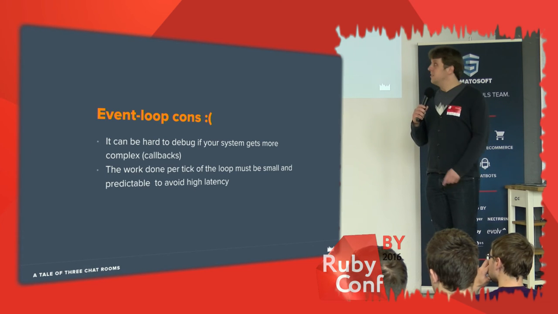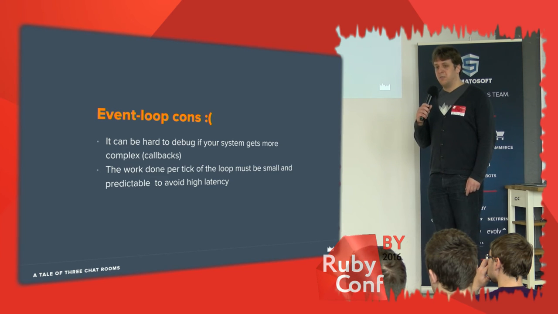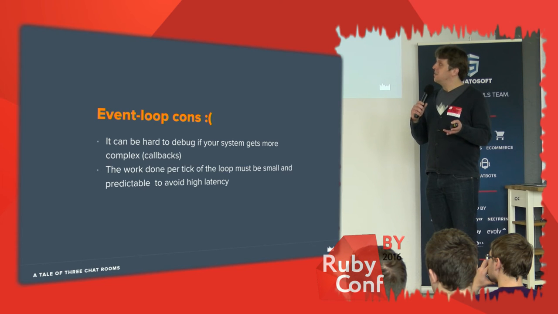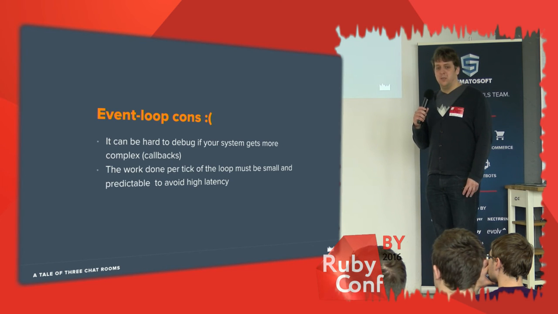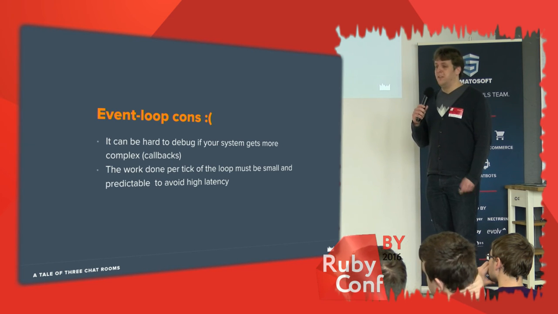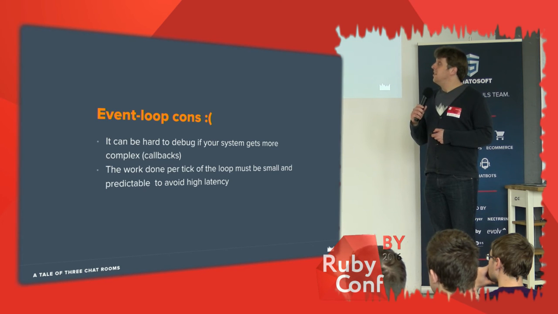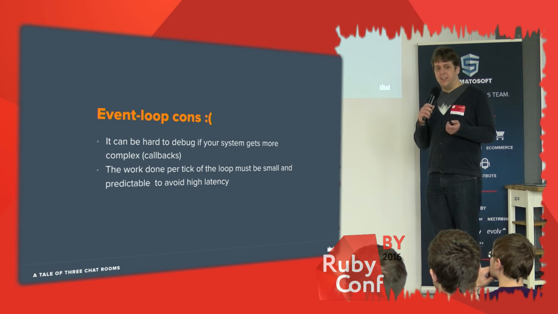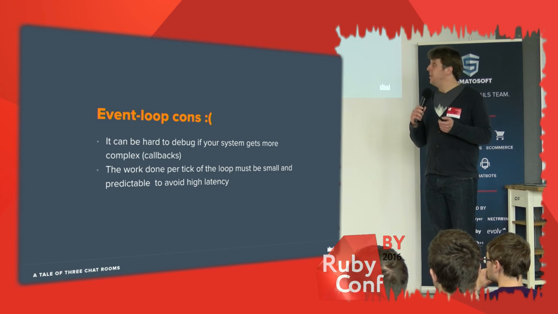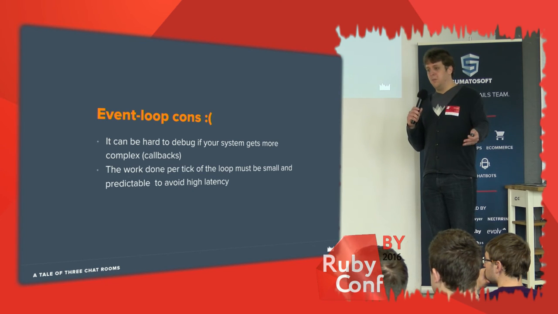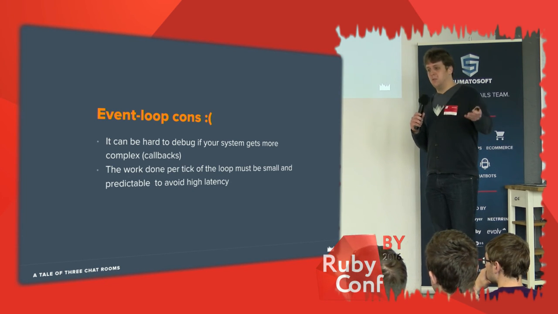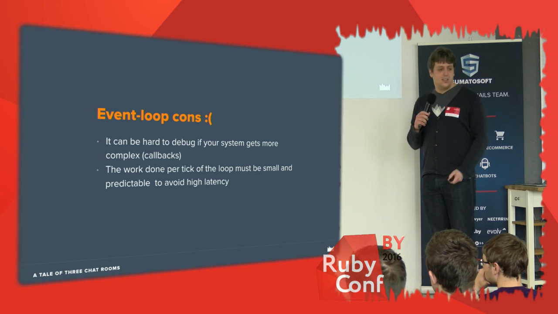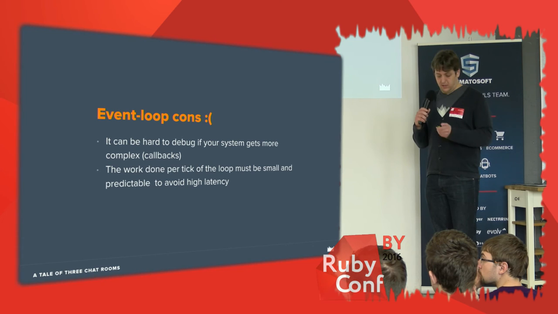So there's a few cons as well. One is that, well, we all know JavaScript callback hell, and if the event loop gets more complex, it's quite easy to add a callback system, and that can be extremely hard to debug and annoying. I think we've all been there. Another issue is that the work done per iteration of the event loop has to have a really small batch size, because if you take a long time on handling one message, then the whole system will stall, because everything is waiting for this loop to iterate to the next tick.